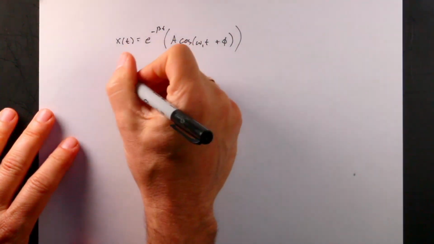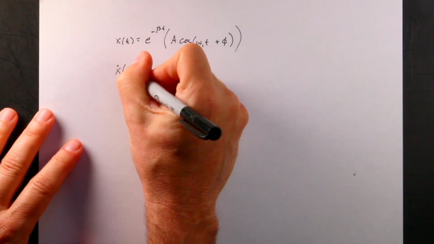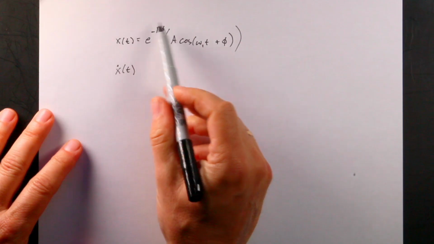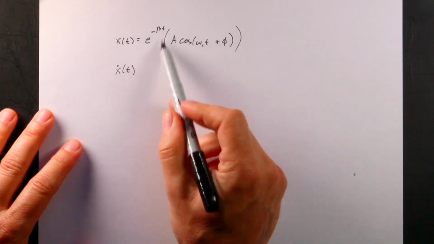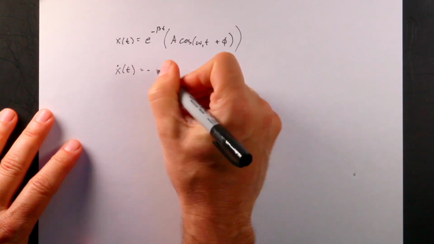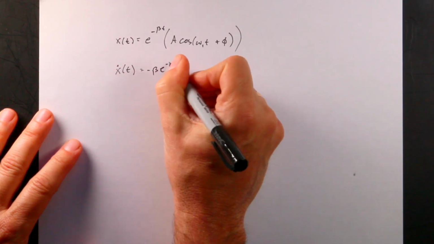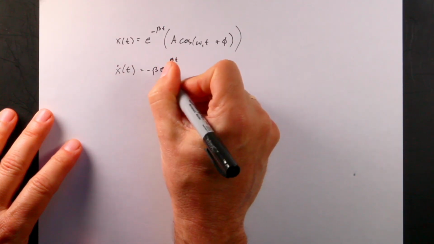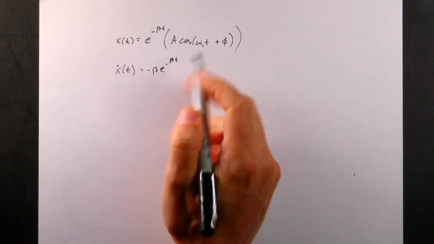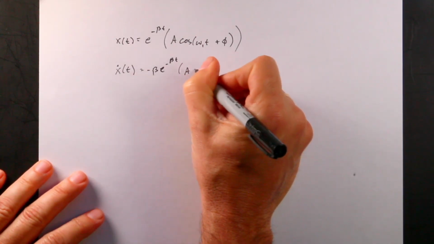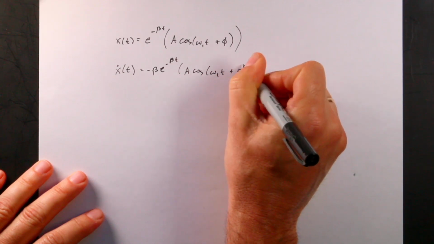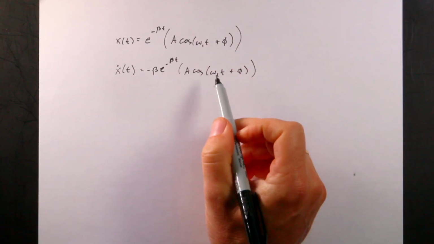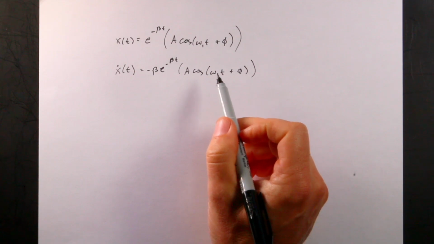Okay, let's take the derivative. So x dot as a function of t, I'm going to have to take the derivative of this times that plus the derivative of this times that. So the derivative of this is just going to be equal to negative beta e to the negative beta t, because it's an exponential. So I take the derivative of the top and I get negative beta. And then I have this A cosine omega 1 t plus phi. And remember, omega 1 is not the omega 0. It's different, right?